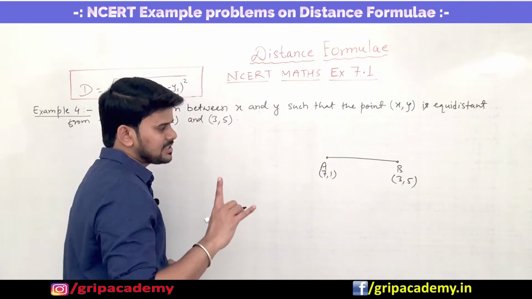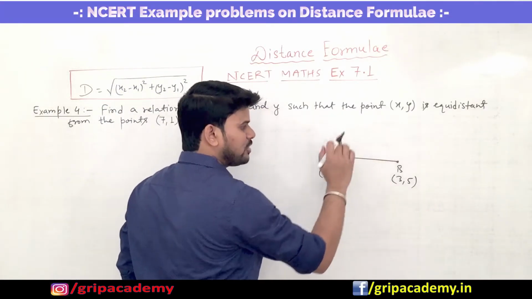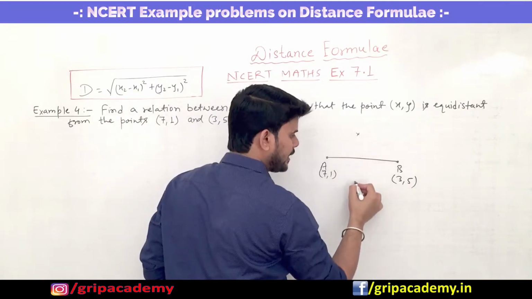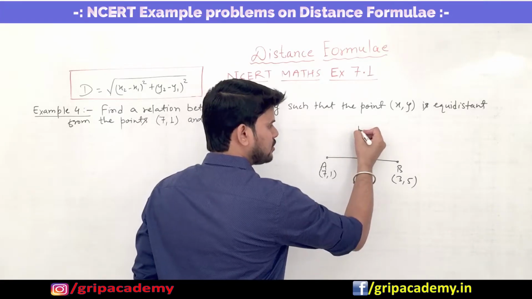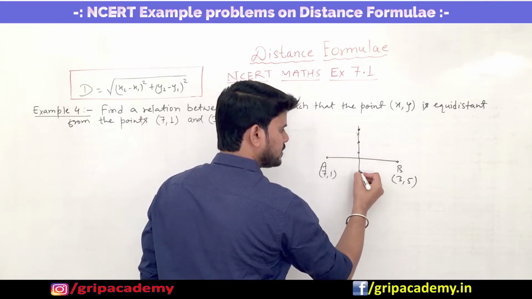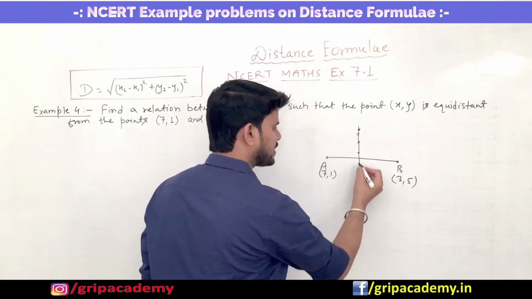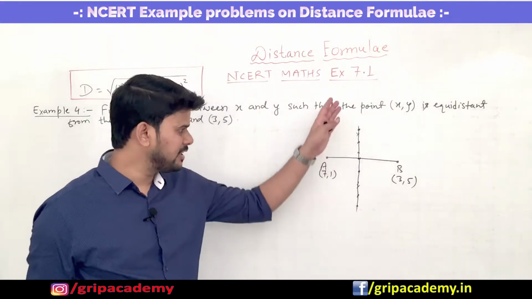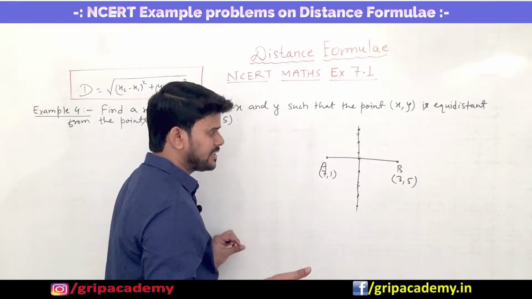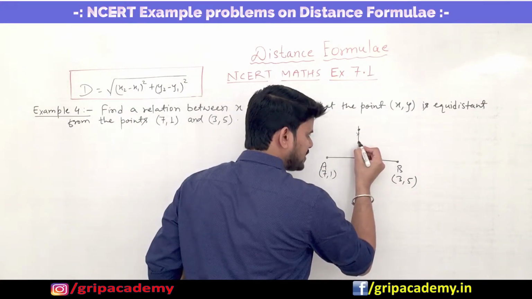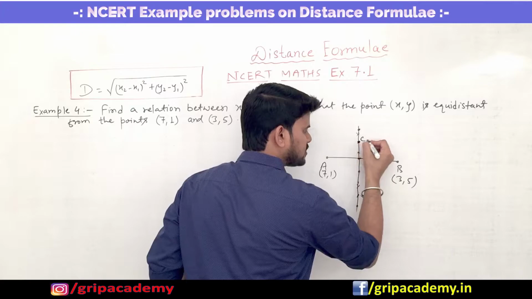But one thing is confirmed, that this point will always be on the perpendicular bisector of AB. Either it will be here, here, here, anywhere. It can be anywhere on this perpendicular bisector line. So it does not matter where it is. Let's take that the point is here. Let that point be C.